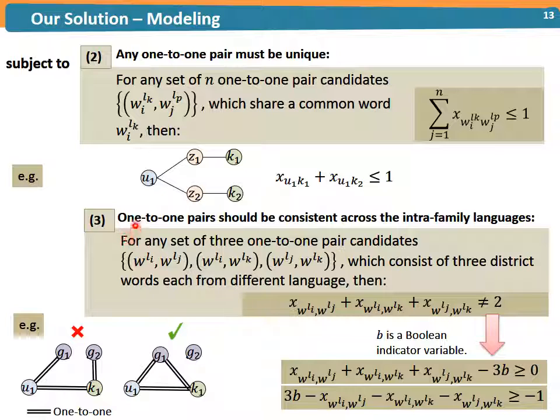The third constraint is that one-to-one pairs should be consistent across the intra-family languages. And of course, this is the case when we have more than two input dictionaries. In order to express this constraint, we can simply write this kind of expression. But unfortunately, ILP does not allow the unequal operation, so we have to convert this expression into a corresponding and valid linear expression.